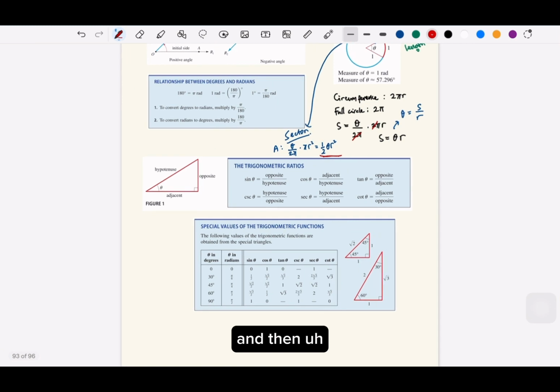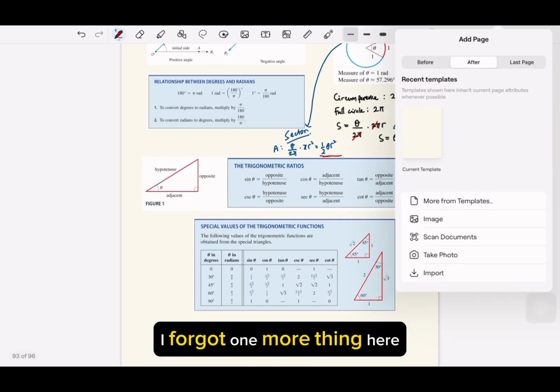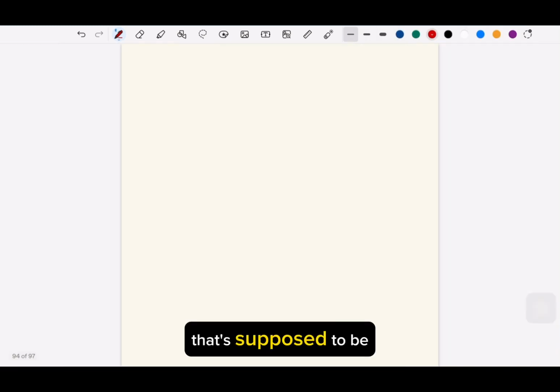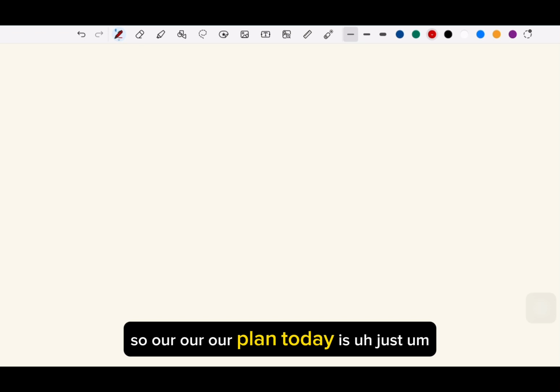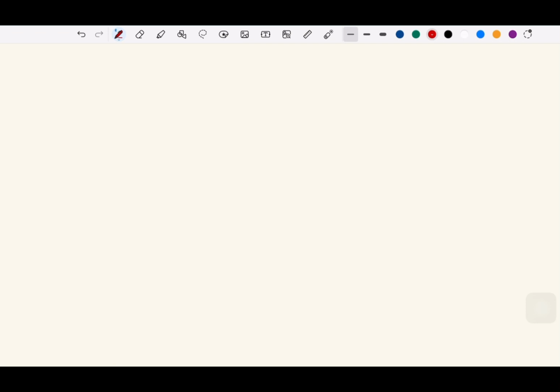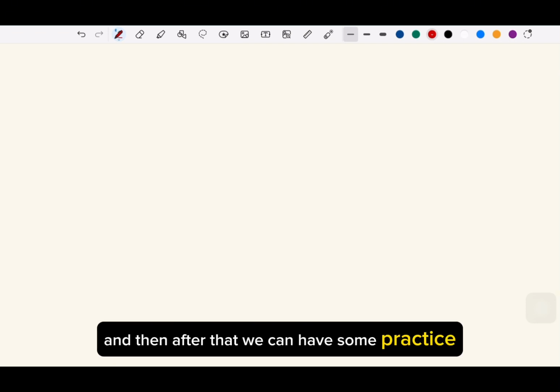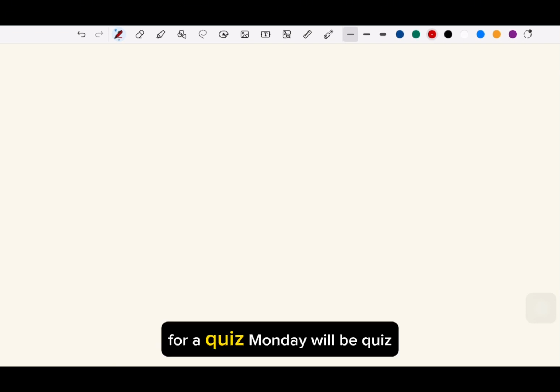And then I forgot one more thing here that's supposed to be an introduction as well for trigonometry. So our plan today is just an overview of trigonometry for a while, maybe 30 or 40 minutes. And then after that, we can have some practice for the quiz. Monday will be the quiz.